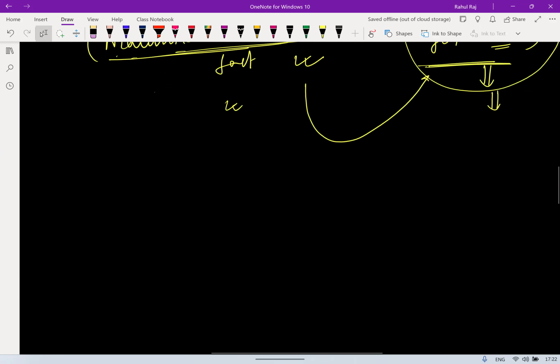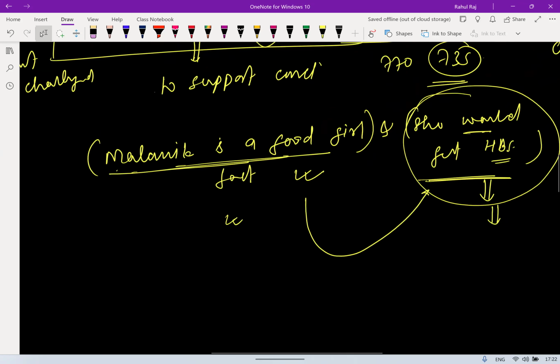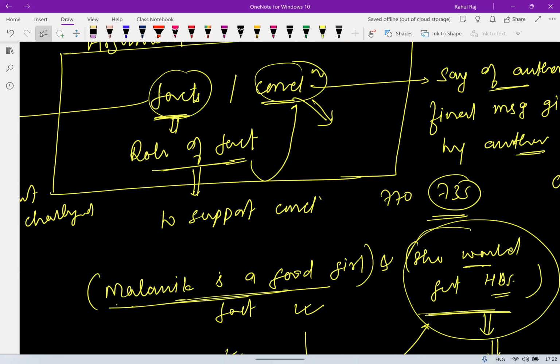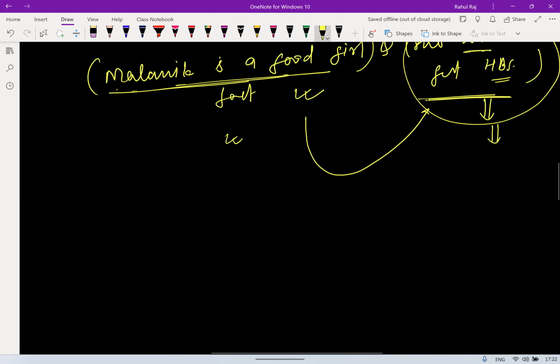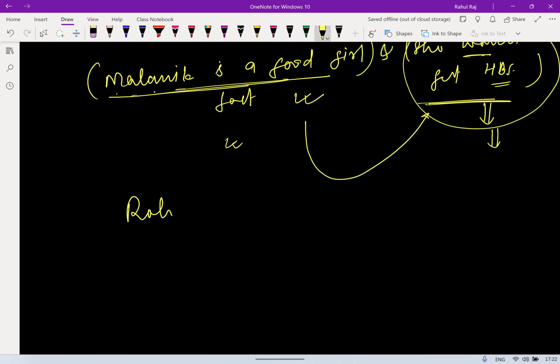So now what I'm going to tell you next is, I think the facts and conclusion is understood to you. Facts in an argument are only there to support the conclusion. So if someone asks you what is the role of a fact in the argument, there is no other role of a fact except to support the conclusion. The simple role of a fact is to support the conclusion.